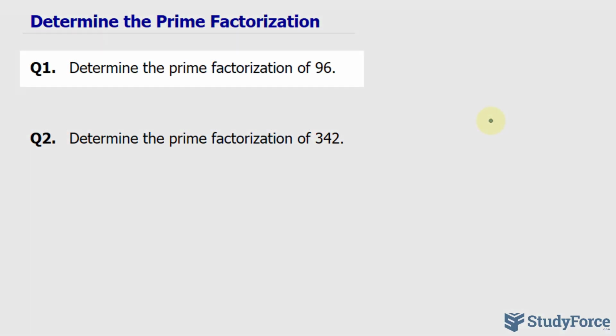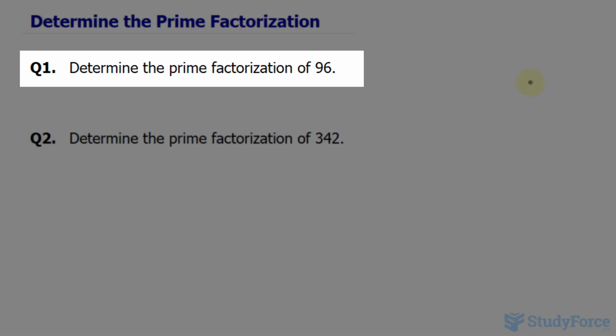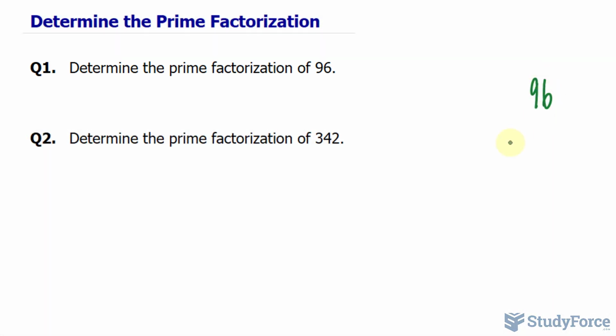Let's start with question number 1. Determine the prime factorization of 96. As the name implies, prime factorization is finding a combination of prime numbers that when multiplied leads to this value. So it makes sense that you know some of the prime numbers, starting with 2. We have 2, 3, 5, 7, 11, 13, and so on.